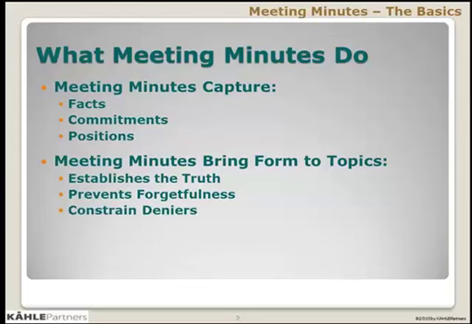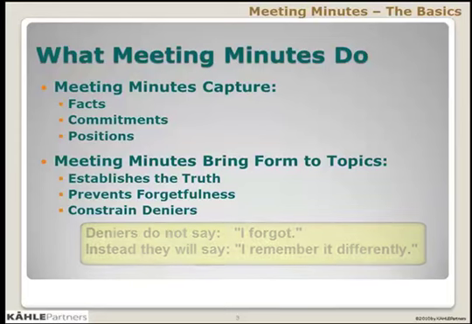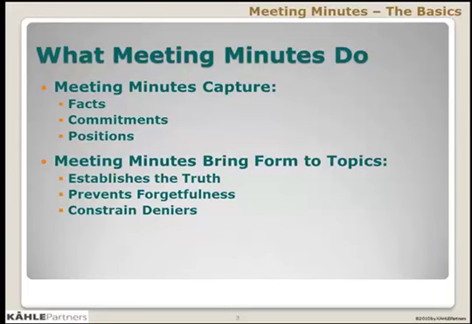The third thing meeting minutes do is that they constrain the deniers. More problematic than forgetting things are that you may have some folks who will deny or gainsay the meaning or outcome of certain topics that took place in the meeting. They won't say that they forgot it. They will say that they remember it in a completely different way than you do. Well, meeting minutes are helpful in establishing what it is that you recall from the meeting so that you can have an informed discussion as to what really took place.